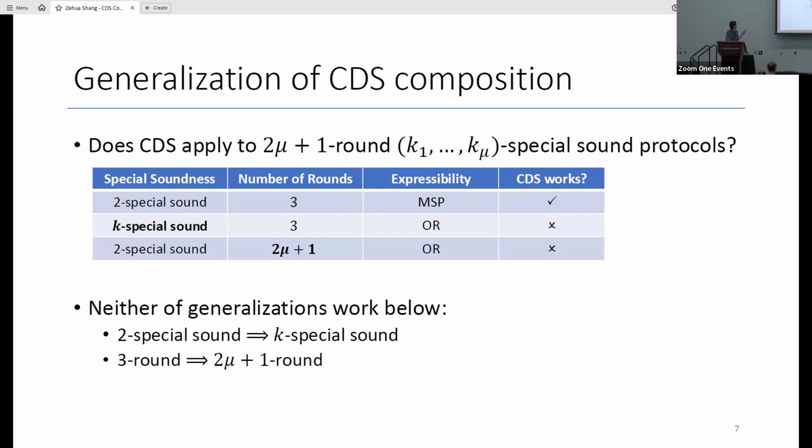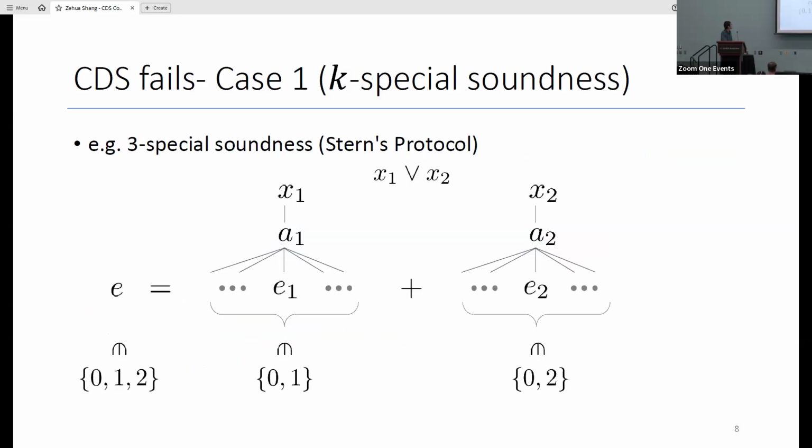And it turns out that even if you only generalize your protocols in one direction, for example, you have a 3-round k-special sound protocol, or you have a 2μ+1 round 2-special sound protocol, then our old proof will not work. So neither of the generalizations works below. So let's take a closer look at why this CDS composition fails.